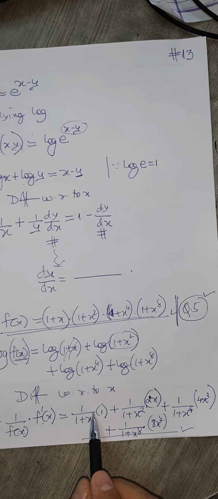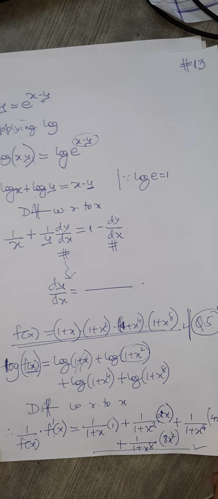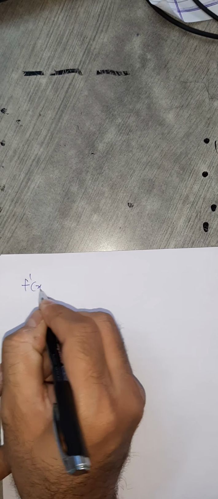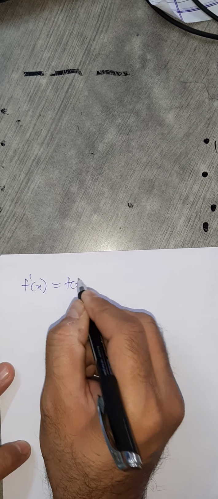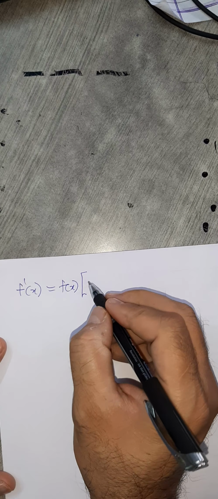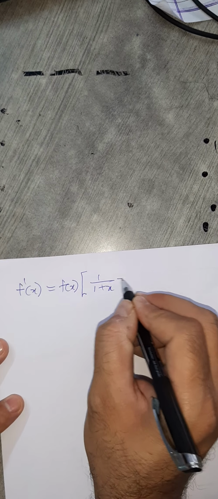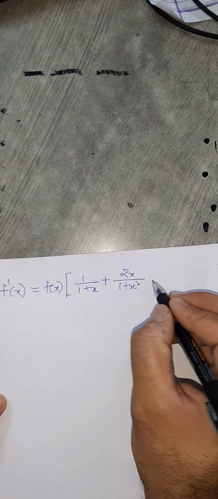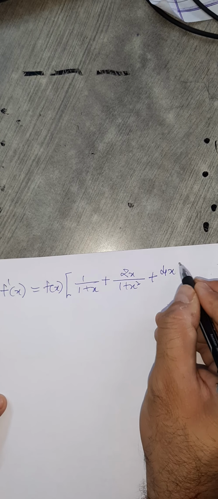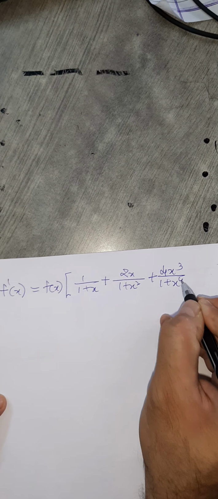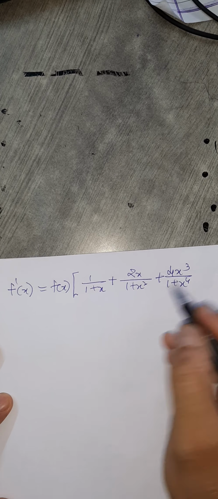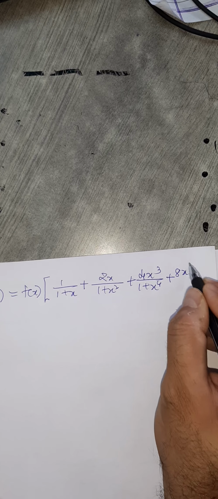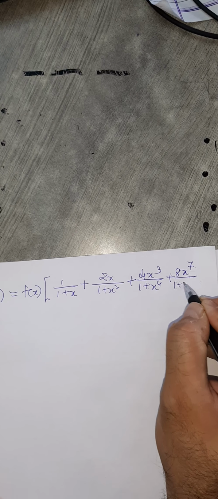You take f(x) over here. So if I write the next step for you, f dash x equals f(x) into 1 upon 1 plus x plus 2x upon 1 plus x square plus 4x cube upon 1 plus x raised to 4 plus 8x raised to 7 upon 1 plus x raised to 8.